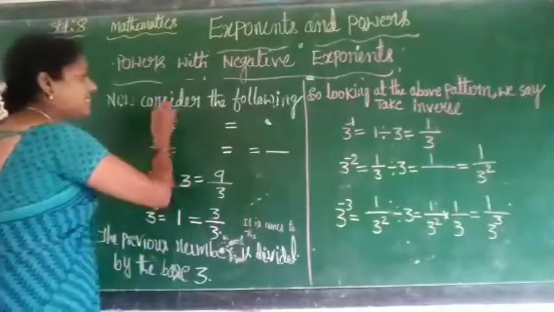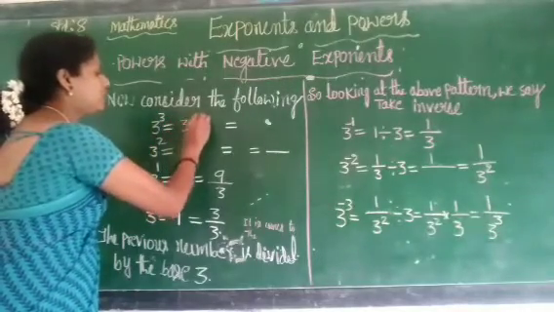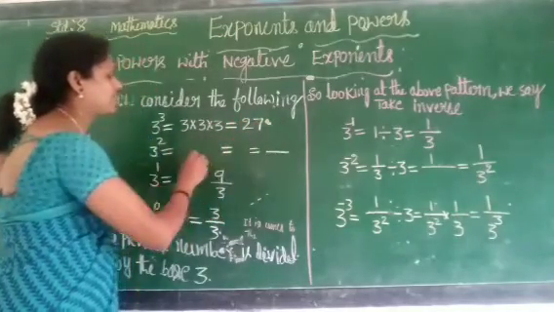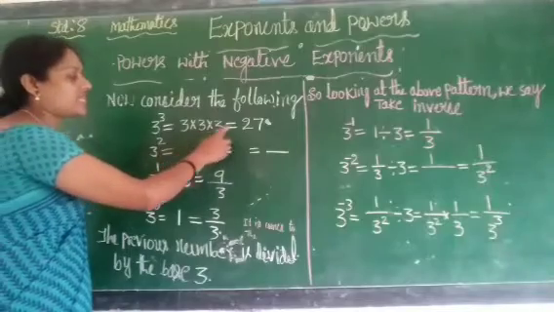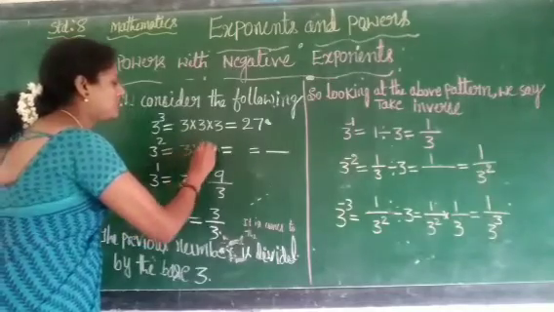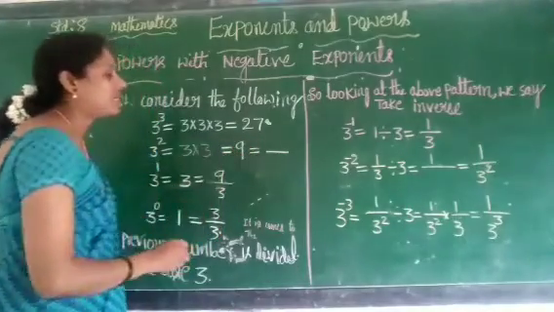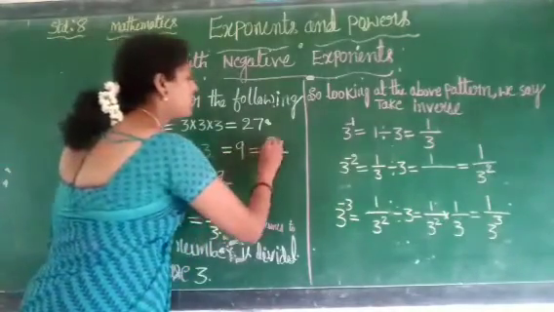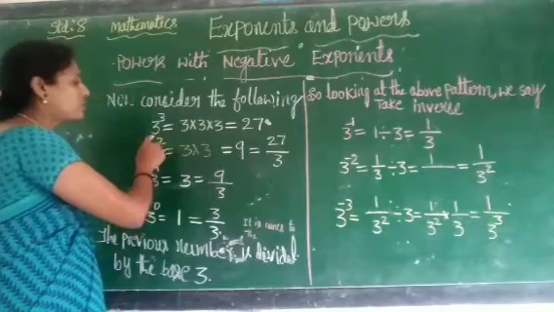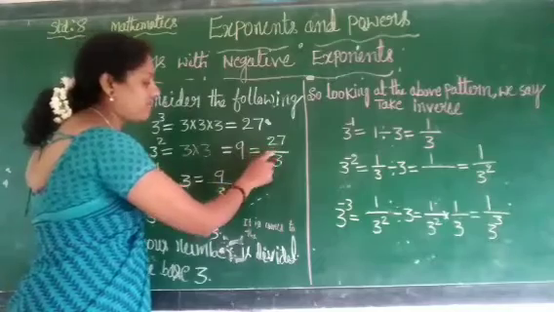Now, consider the following. 3 cube is equal to 3 into 3 into 3, which is equal to what? Yes, 27. Once again, 3 3s are 9, 9 3s are 27. Here, 3 square is equal to 3 into 3. The product is 9. So, 9 can be written as 27 by 3. Again, 3 9s are 27. So, 3 cube can be written as 27 and 3 square can be written as 27 by 3.